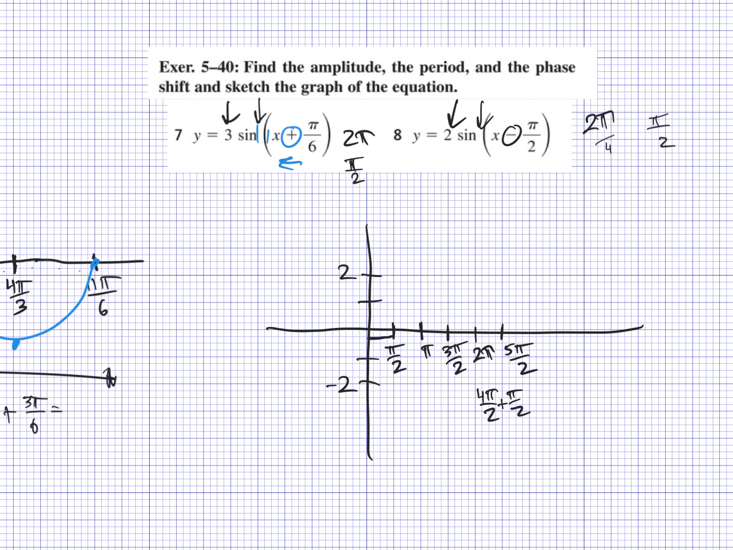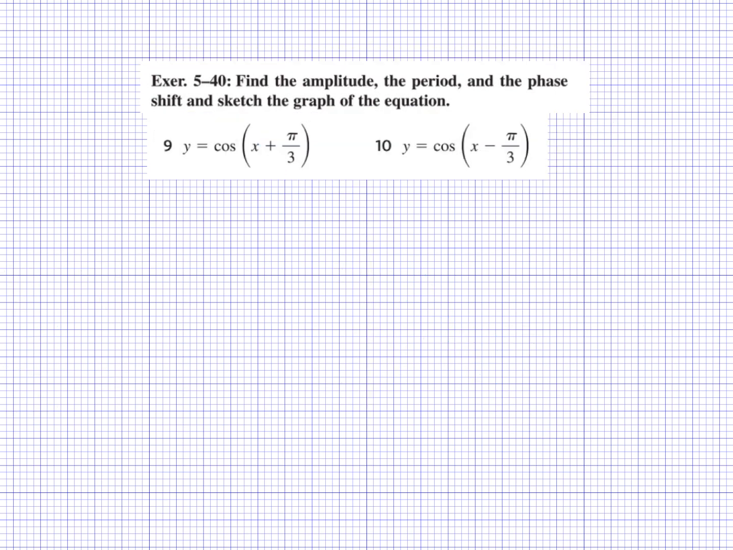So let's mark it. Starting at pi over 2, at pi we're at the top, 3 pi over 2 we're at the x-axis, at 2 pi we're down at the valley, and 5 pi over 2 we are at the end. And that's number 8. Okay, number 9, find the amplitude, period, and phase shift, and sketch it again. Same type of stuff, we're doing cosine now.